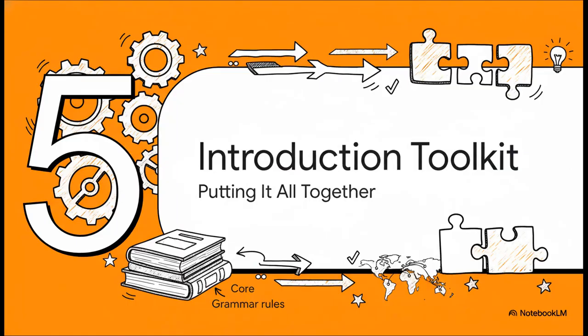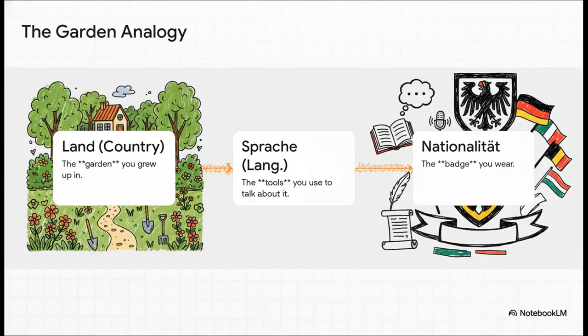Okay, we've covered the core words, the key verb, and those tricky grammar rules. Now let's pull it all together into a simple toolkit that's going to help make these ideas really stick in your head. I want you to think of it like this. Your Land, your country, that's the garden you grew up in. Your Sprache, the languages you speak, well, those are the tools you use to work in that garden. And finally, your Nationalität, that's like the badge you wear showing which garden you belong to.